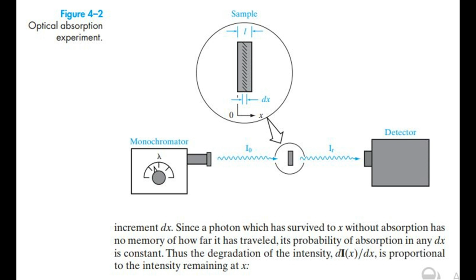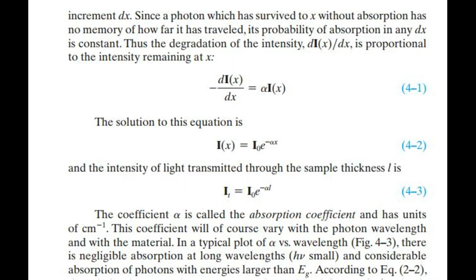Thus the degradation of the intensity, dI/dx, is proportional to the intensity remaining at x. The solution to this equation gives the intensity of light transmitted through the sample thickness L. The coefficient α is called the absorption coefficient and has units of cm⁻¹. This coefficient will of course vary with the photon wavelength and with the material.